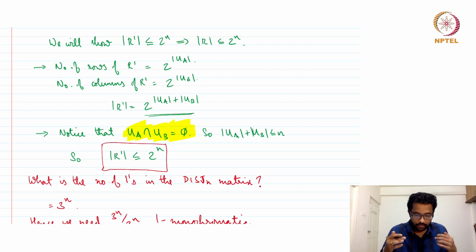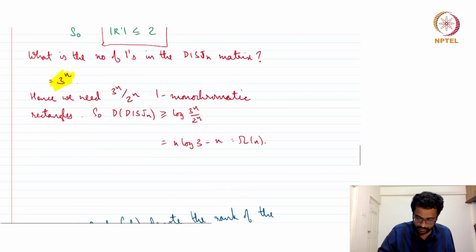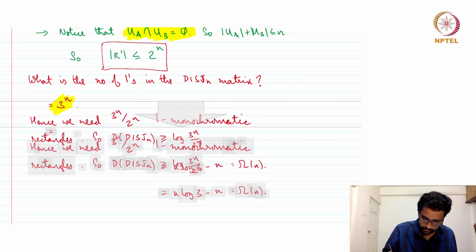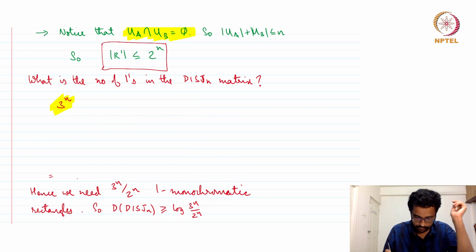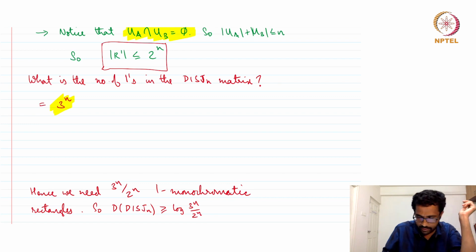So we have to also show further that the disjointness matrix has a lot of ones. So the number of ones in the disjointness matrix is actually 3 power n. How do we see this? So one way to see this is that, look at the matrix.